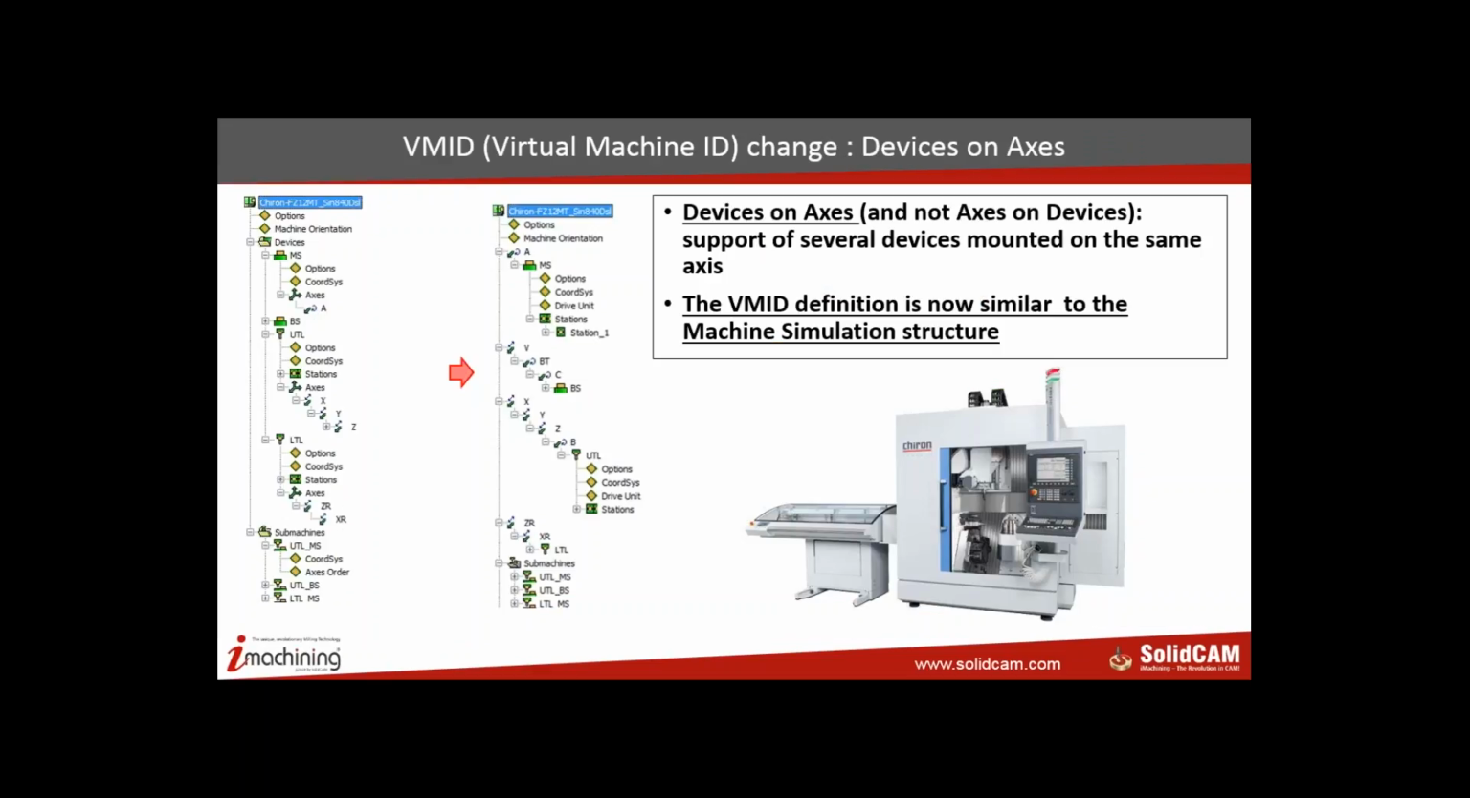Okay, in SolidCAM 2016, I'm just going to briefly go through these slides. I'm not going to talk too long about it because we haven't got all day. I know people have got work to do. But the way the VMID, the Virtual Machine ID file, has changed, which forms part of your post-processor, we've changed the way it thinks. Instead of having axes on devices, so to speak, we've got devices on axes, which is how it actually is on an actual machine. You will have your tool on an axis. You will have your chuck on a spindle, and so on and so forth. So that's how it is now set up, more logically to the way an actual machine is set up.